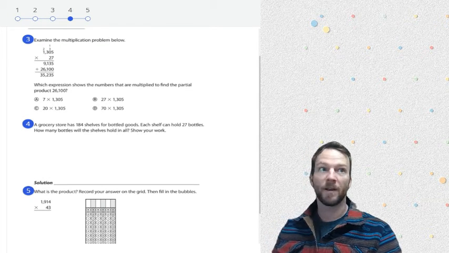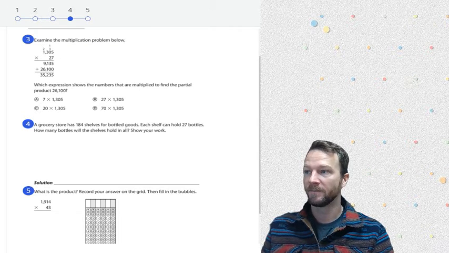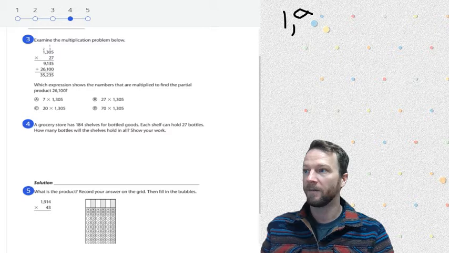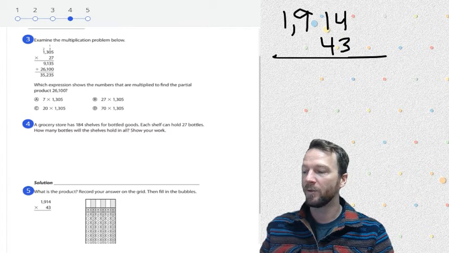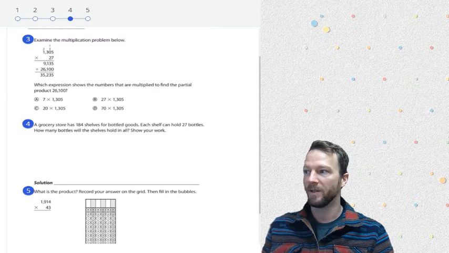And the last one, this is a super hard problem. What's the product? So they're just telling you 1,914 times 43, and that's it. So you could do the standard algorithm, 1,914 times 43. So again, remember, you're going to have 2 partial products. I'll have the 3 times the 1,914, and I'd have the 40 times the 1,914. If you're doing the area model, you're going to have 8 partial products, right? Because this is a 4-digit number.